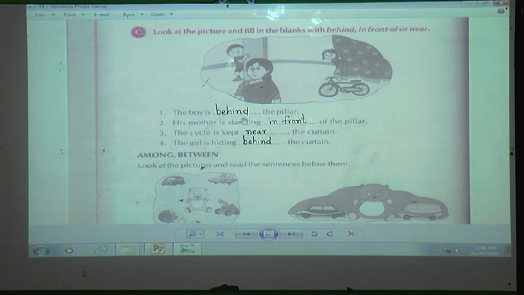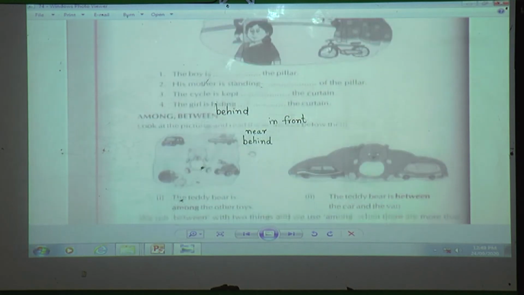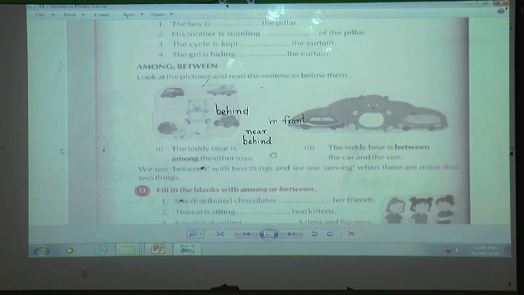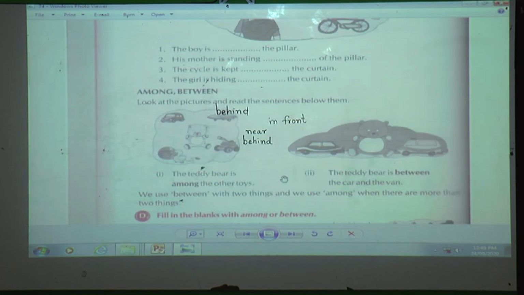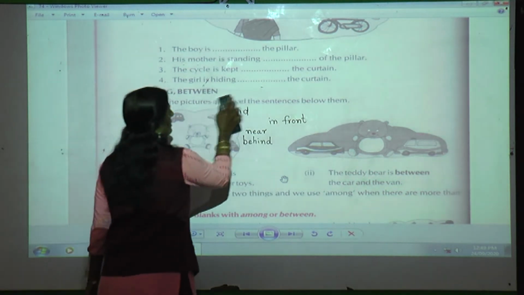between. Now how are we going to use these two prepositions? We'll just look at the pictures and read the sentences given below them. I hope that you are finished with exercise C. Shall I move on? Yes. Okay, next is what? Among, between.